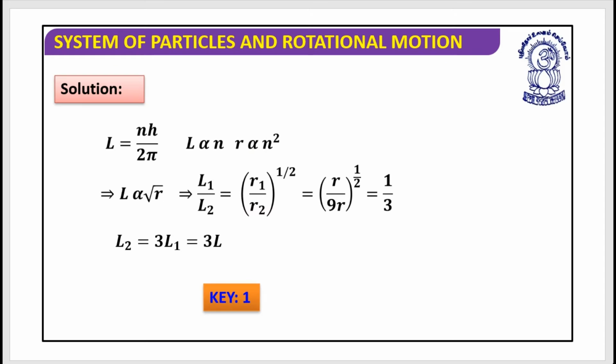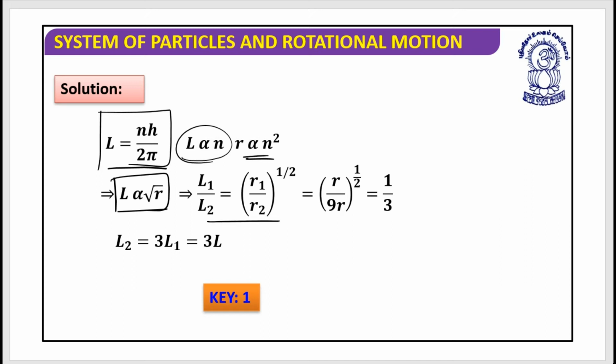Let's have a look. We understand that L is equal to n into h by 2 pi. This is according to the second postulate of Bohr. Angular momentum is an integral multiple of h by 2 pi. So what I understand is that L is directly proportional to n, and r is directly proportional to n square. So according to this, L is directly proportional to the root of r.